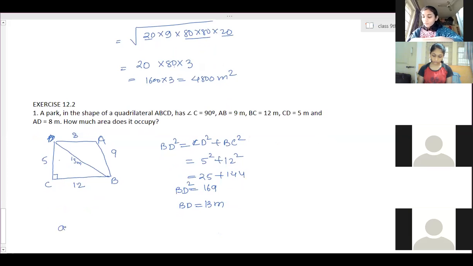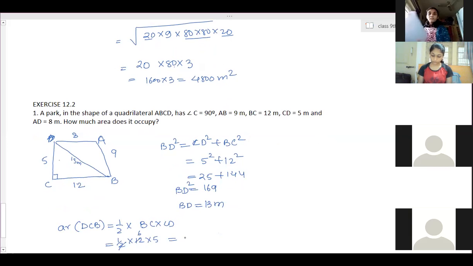Then area of DCB is equal to half into base into height, BC into CD. This is equal to half into BC is 12, height is 5. 30 meter square is the BCD area. Ma'am, now ADB you have to calculate from Heron's formula because we don't know any angle there.